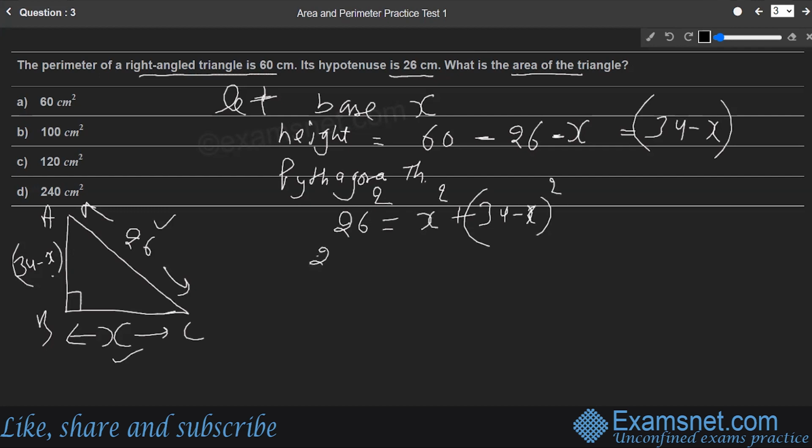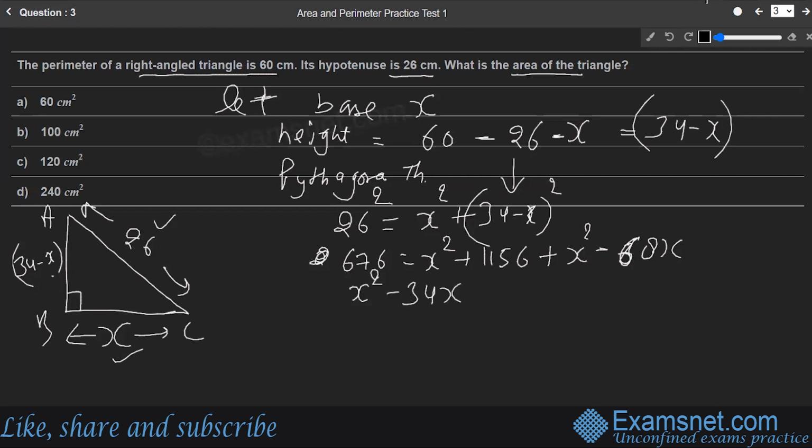If we do this, 26 square is 676, which is equal to x square plus 34 square, that is 1156. This can be treated as (a minus b) whole square, so a square is 1156, plus b square x square, minus 2ab. 2 into 34 is 68x. Let us solve this further. Ultimately, after solving, the equation becomes x square minus 34x plus 240 equal to 0. This is the equation that is made.